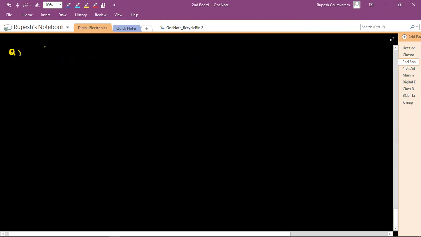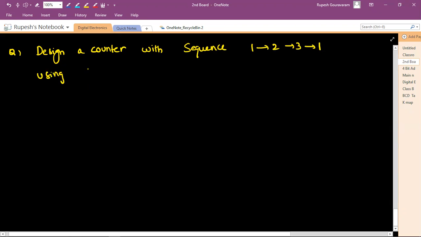Next question is, design a counter with sequence 1, 2, 3, 1 using D flip-flops. We have seen what a D flip-flop is earlier. Using D flip-flops, and next thing, check if the counter is self-starting.